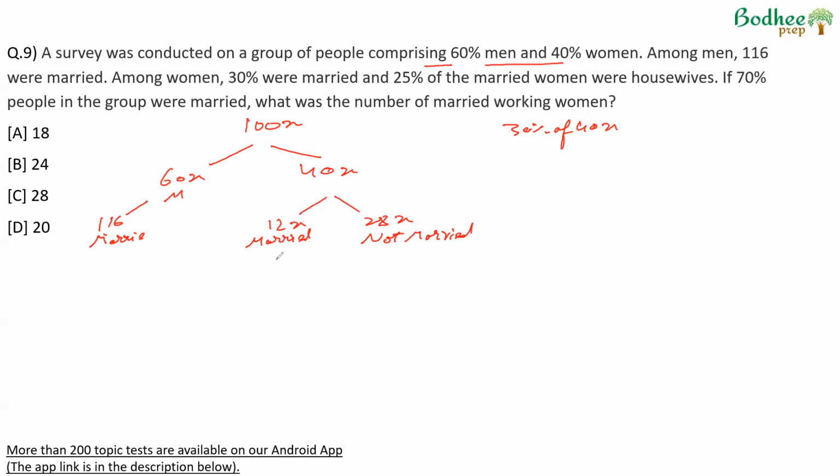And 25% of the married women. 25% means 1 by 4. 1 by 4 of 12x will be 3x. So 3x are housewives. And therefore, the remaining 9x would be working.